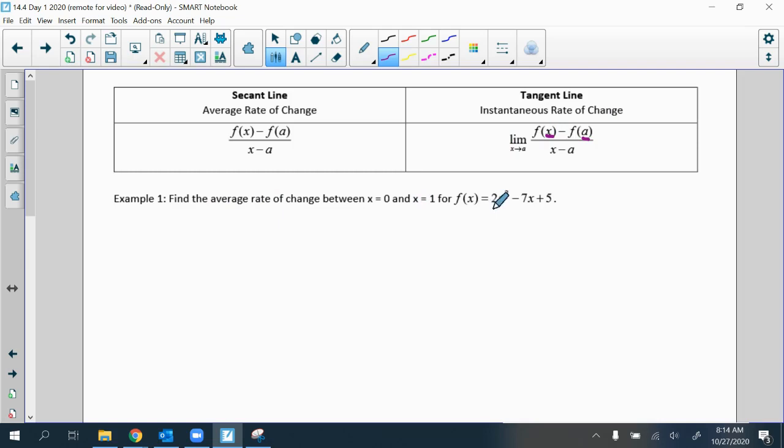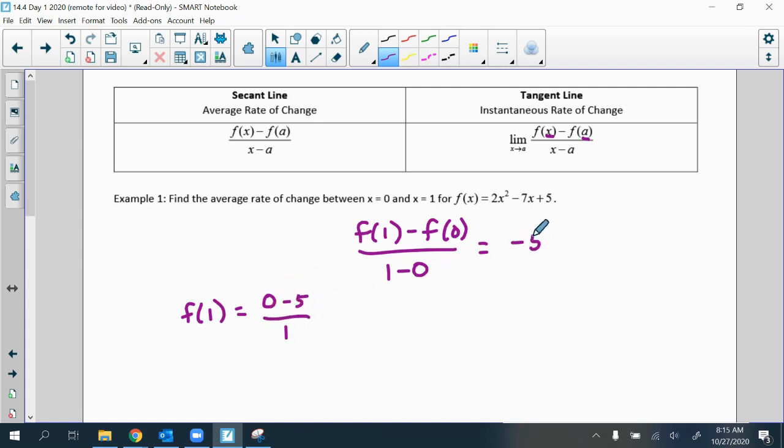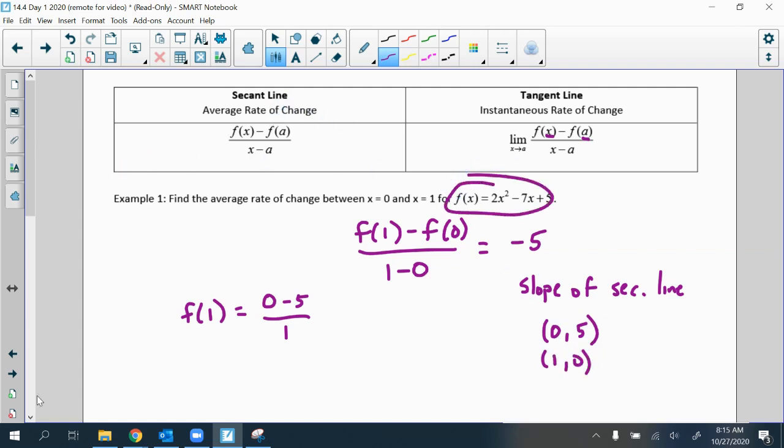Find the average rate of change between 0 and 1 for this function. That would be f of 1 minus f of 0 over 1 minus 0. f of 1 is going to be 2 minus 7, which is negative 5, plus 5 is 0. And then if I plug in 0, I get 5. So the average rate of change is negative 5. That represents the slope of the secant line between 0, 5 and 1, 0 on this particular graph for f of x.